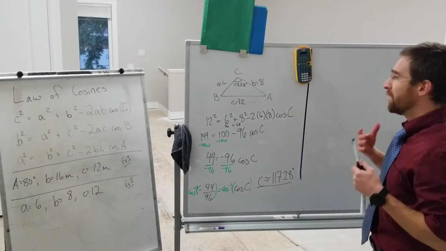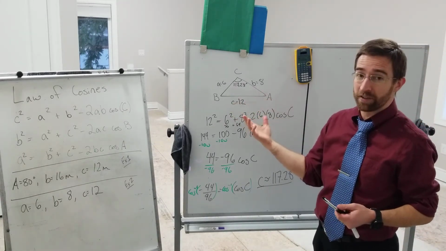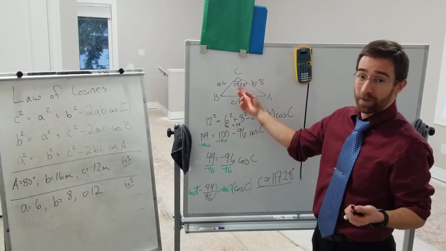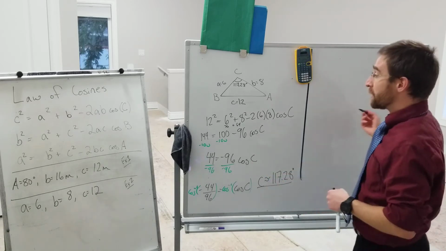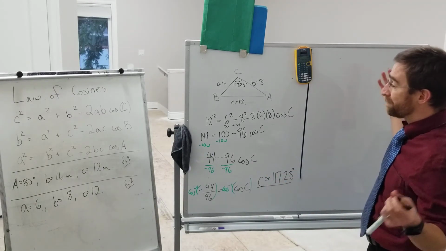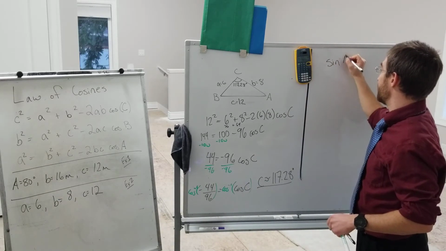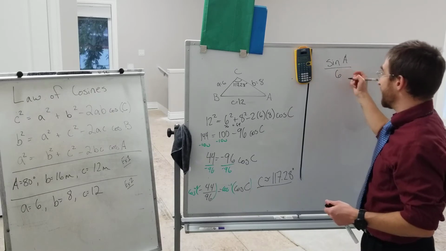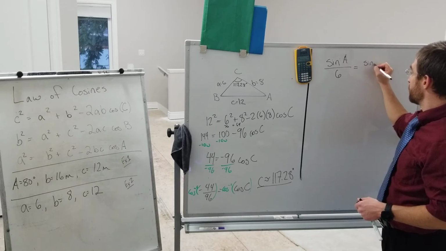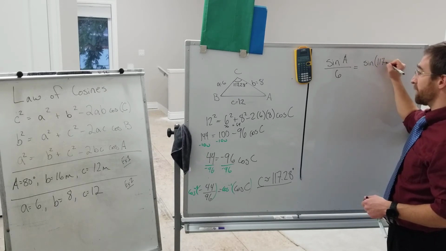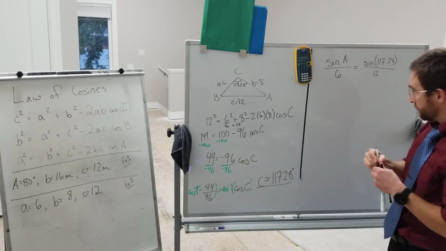All right, so now we can find either of the two remaining angles. Both of these angles have to be under 90 degrees because that's more than 90 degrees, and they all have to add up to 180. And we can't have negative angles. Sorry. So let's go ahead and find angle A. Why not? So I'm going to go sine of A divided by side A equals sine of 117.28 divided by 12. So I'm using my law of sines here.